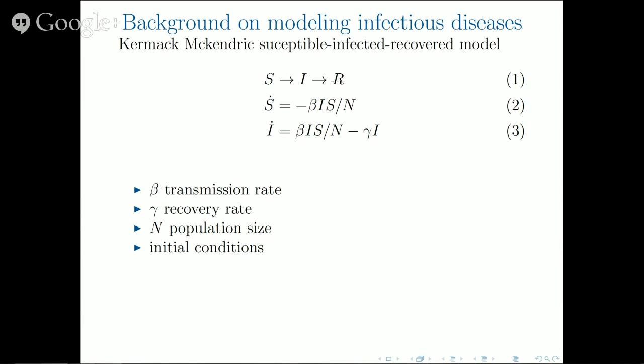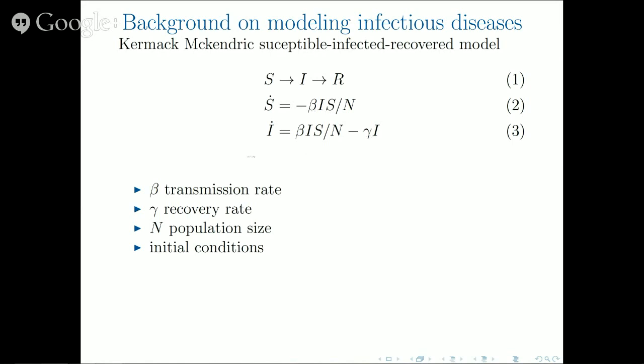So Kermack and McKendrick derived the following two differential equations. This describes the number of susceptible individuals through time and the number of infected through time. And this was derived under the mass action principle. So the idea here is that the incidence of infection is proportional to the product of the number of infected and the number of susceptible at a given time point. And beta is the transmission rate, and gamma is the recovery rate.